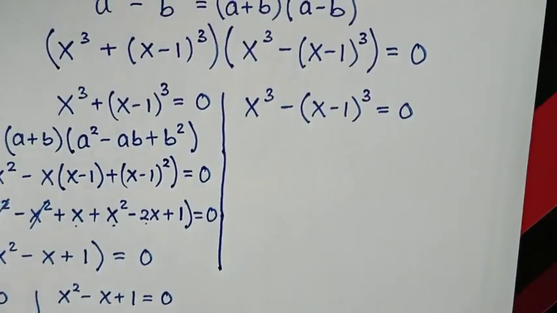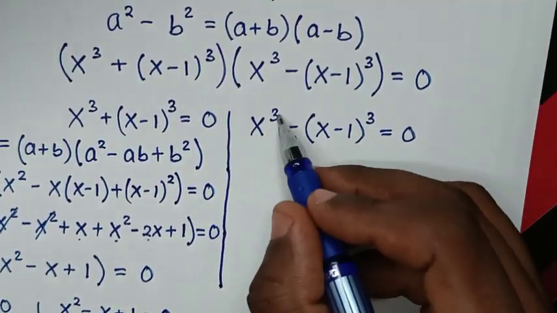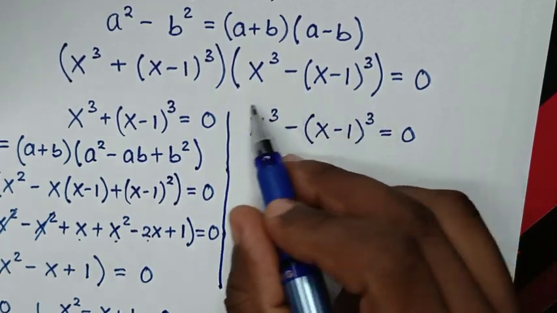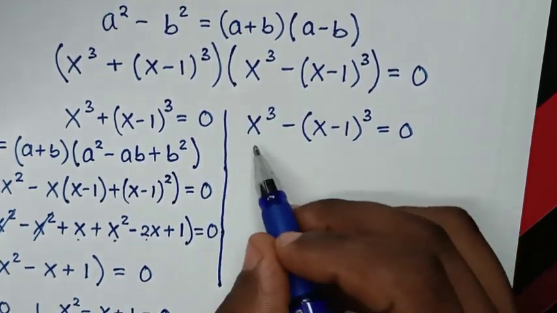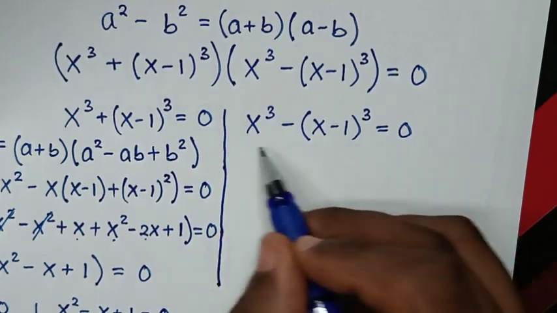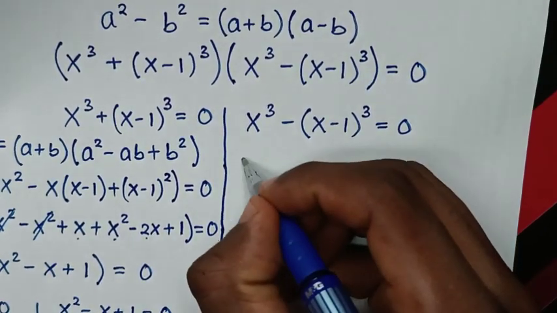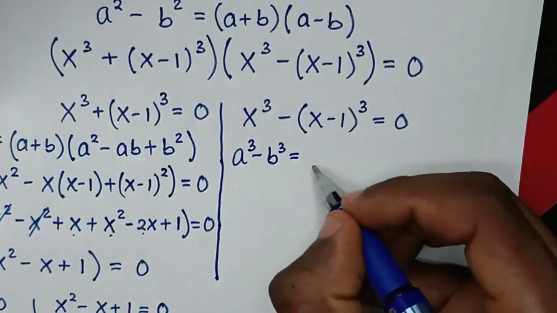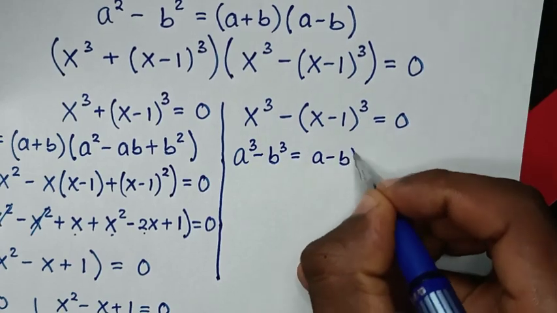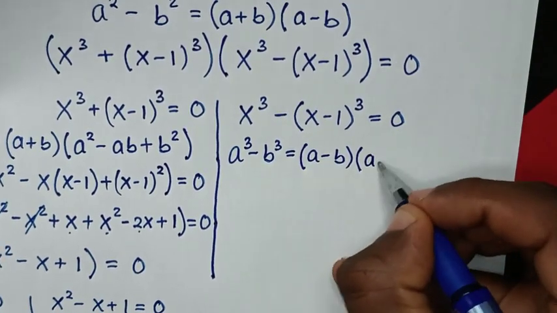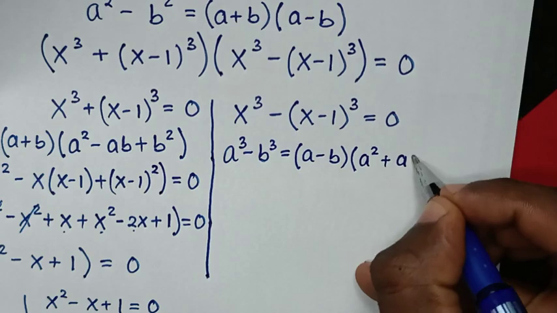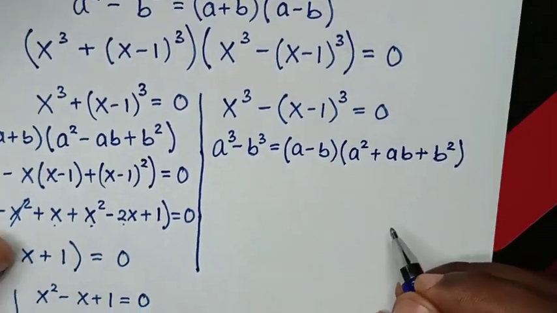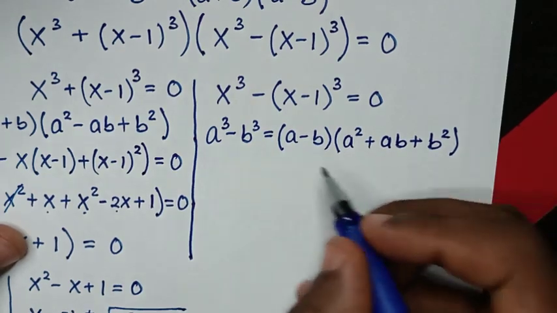Then to solve the second equation, here x to the power of 3 minus (x minus 1) to the power of 3, this part on the left side is in the form of a perfect cube. So we'll apply the perfect cube formula in this form: a to the power of 3 minus b to the power of 3 is equal to (a minus b)(a squared plus ab plus b squared). Then we'll apply this form of a minus b.